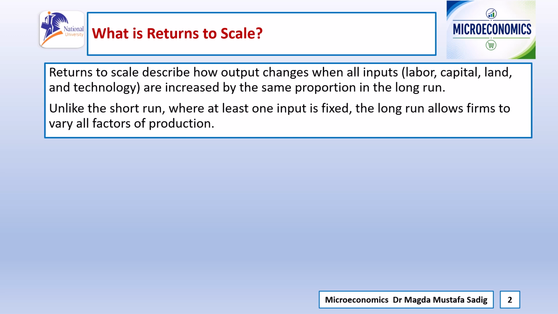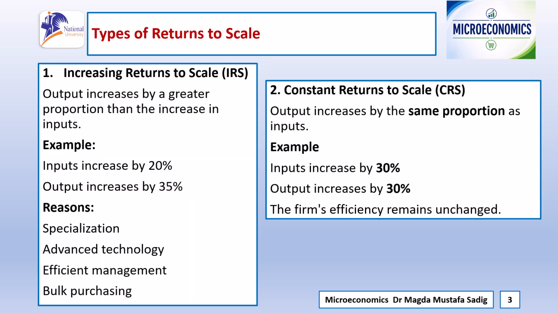For example, suppose a furniture company doubles the number of workers, doubles the number of machines, doubles the factory size. The question becomes, how much will production increase? Will it double? Will it more than double? Or will it increase by less than double? The answer determines the firm's return to scale.